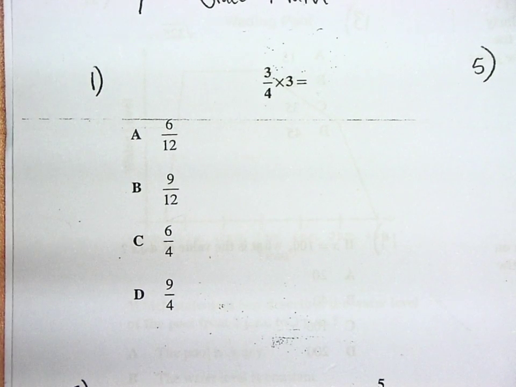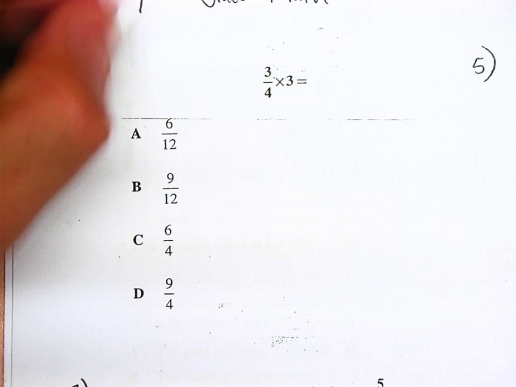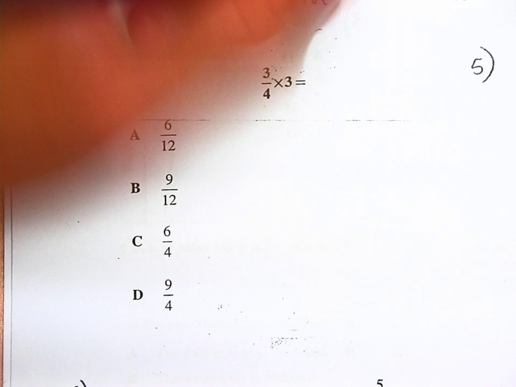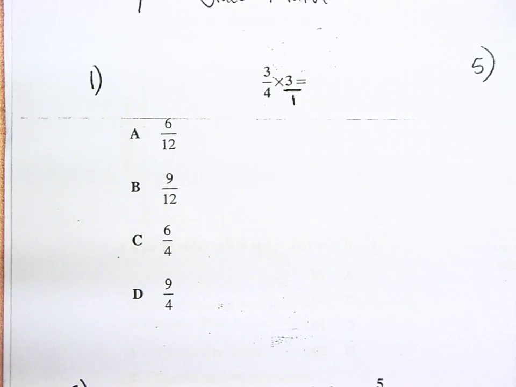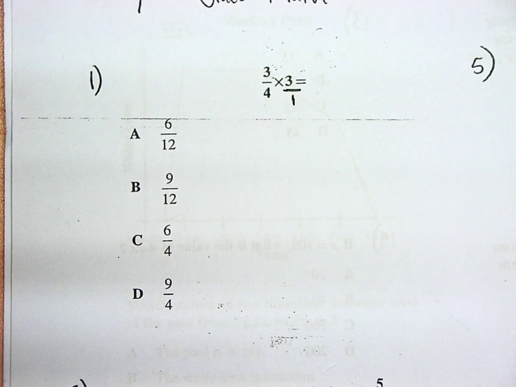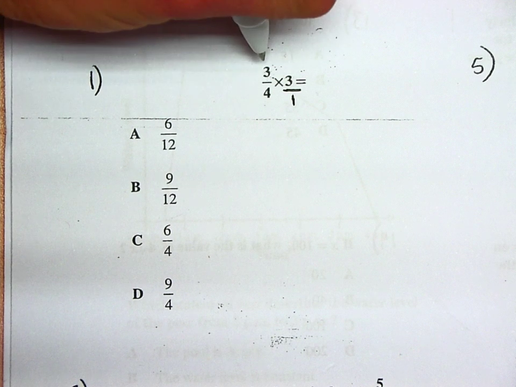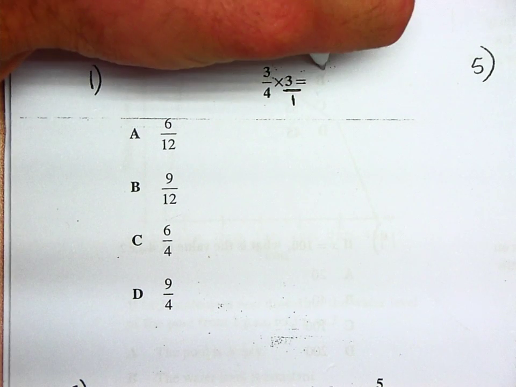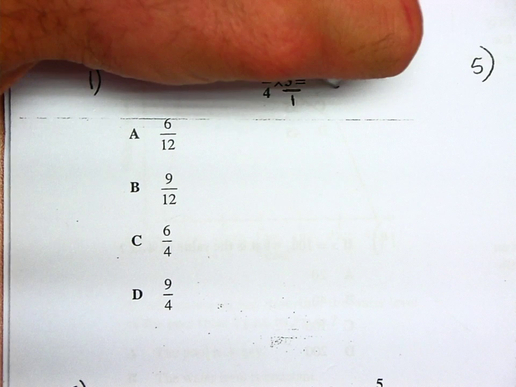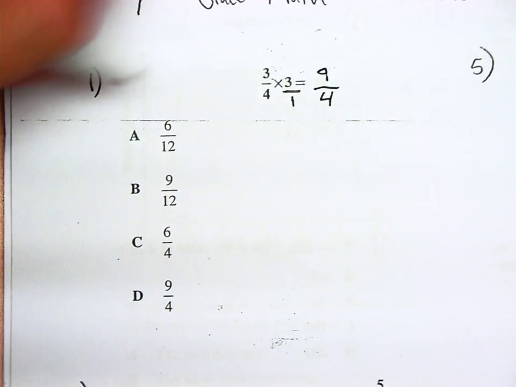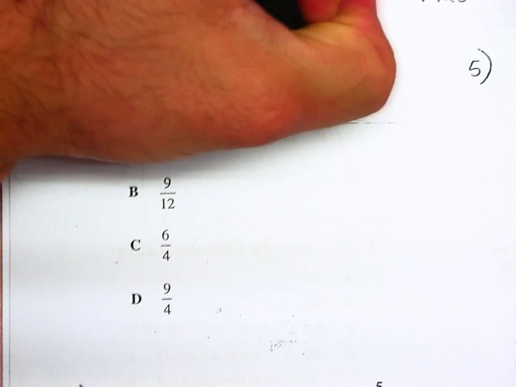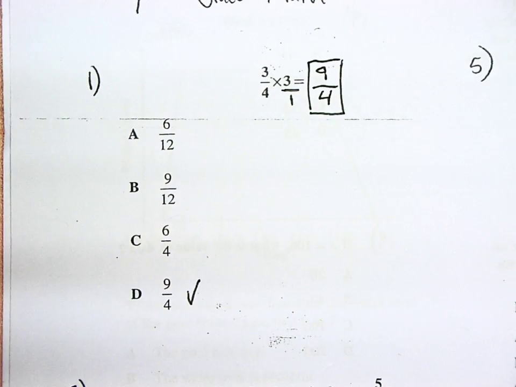Looking at number 1, it says 3/4 times 3 equals something. I have a fraction times a whole number, so I know that that's really 3/4 times 3 over 1, which is the same thing as 3. And to multiply fractions, I multiply straight across. 3 times 3 is 9. 4 times 1 is 4. And my answer is 9/4, which is D.